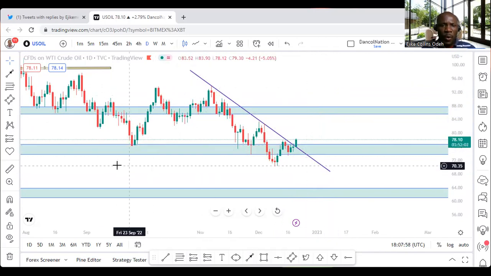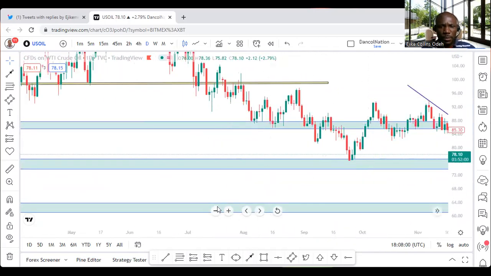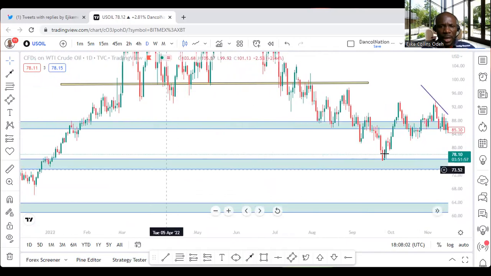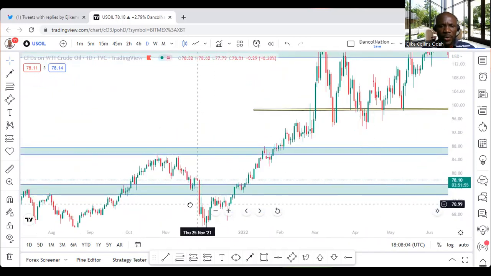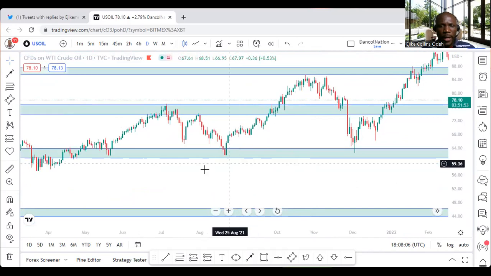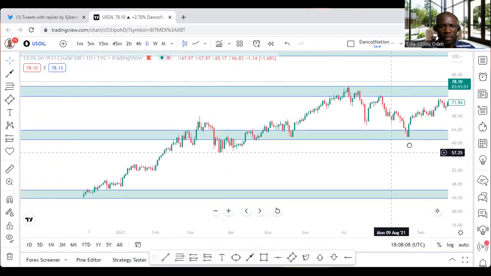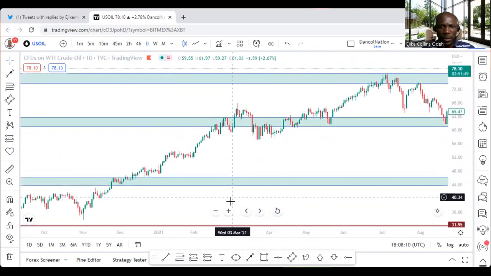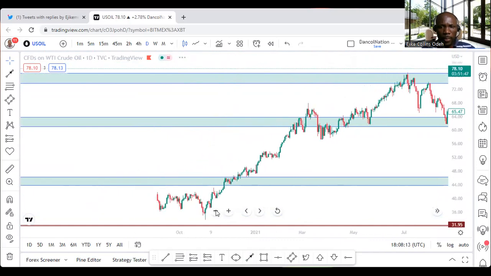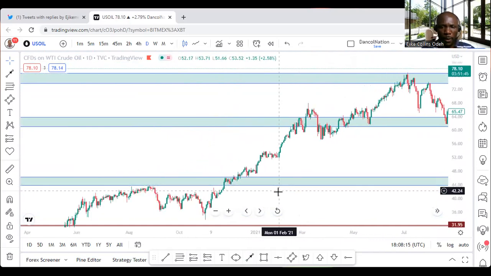Then let me also look for where the inverse head and shoulder and the head and shoulder played out, so we can see where they played out.